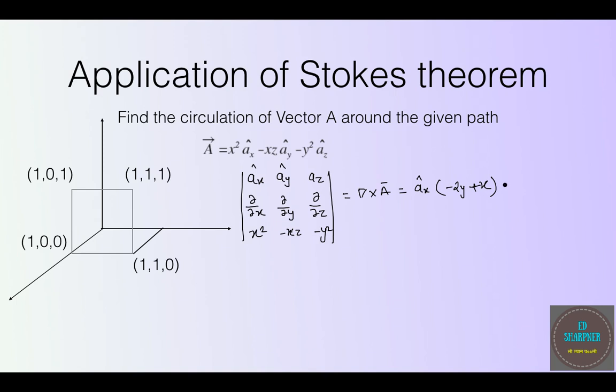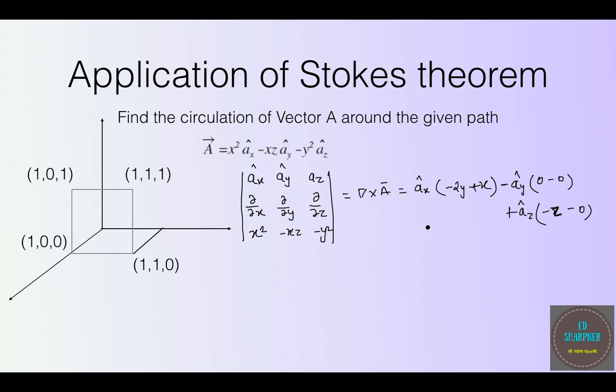And then we have the next term as minus ay cap, and for minus ay cap we get dou by dou x operated on minus y square as 0, and dou by dou z operated on x square, which gives 0 again, so this is 0. For the last term az cap, we get dou by dou x operated on minus xz, which gives me minus z, and dou by dou y operated on x square gives 0.